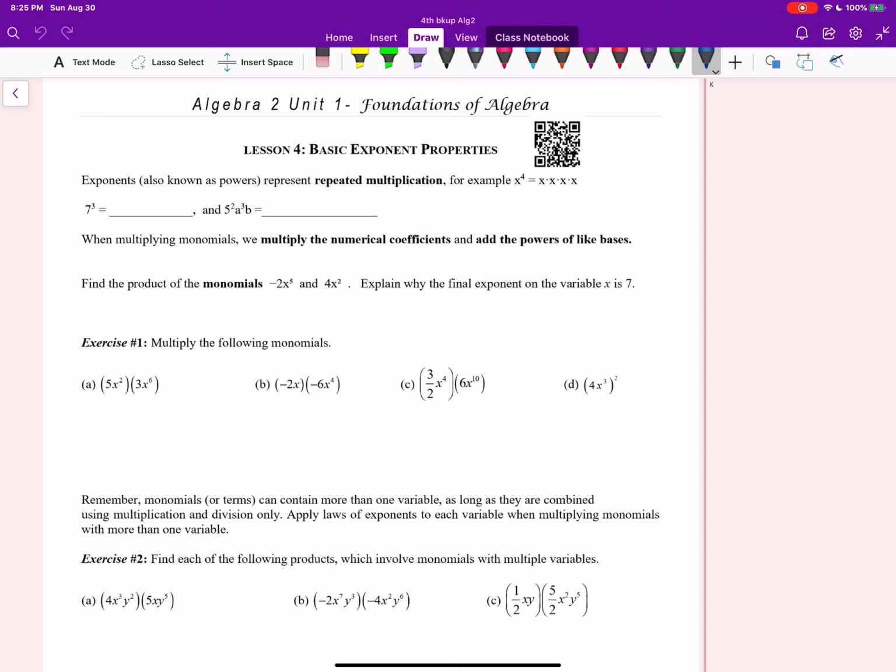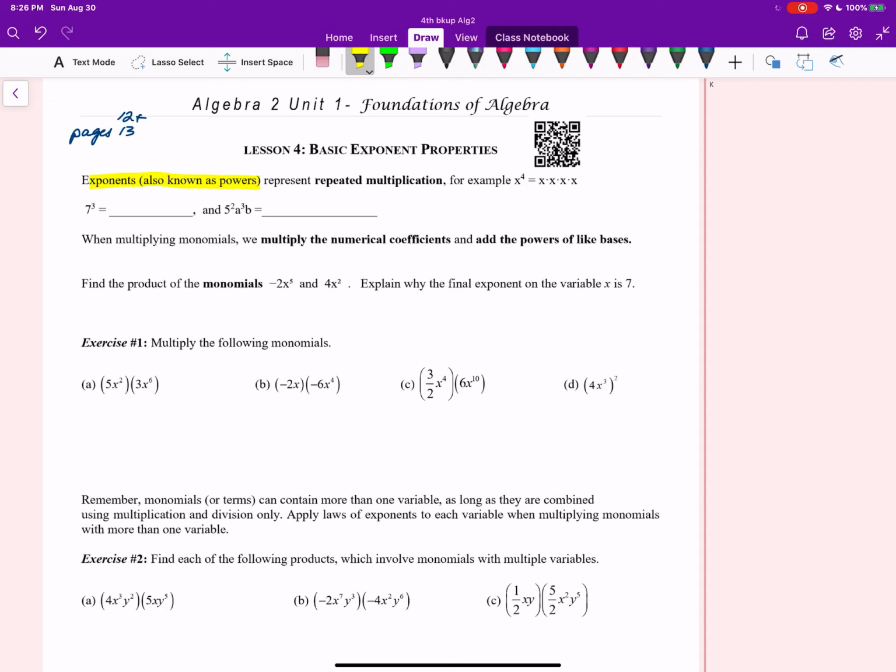Today's lesson, lesson 4, is found on pages 12 and 13 of our textbook. Basic exponent properties. Exponents, also known as powers, represent repeated multiplication.